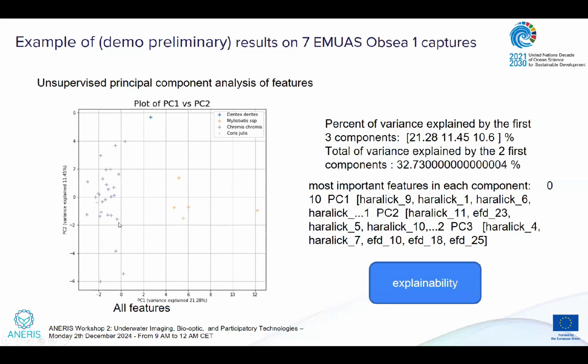Sorry, I forgot to say something, but the nice thing is that when you use this kind of feature approach and this reduction of features, like using principal component analysis, you can actually give some explanation about which features were the most important. For example, here it was mostly texture that discriminated between every point, without knowing about the species. Once again, it's not a very good score, 32% of variance, but it's only on 7 images from one data point.